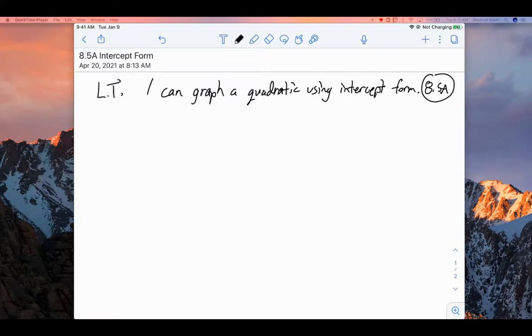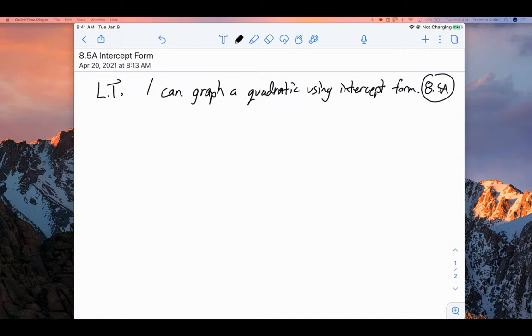Okay, Algebra 1, 8.5a. We're looking at intercept form, learning target: graph a quadratic using intercept form. So what we're going to do is work through what it is, finding the axis of symmetry, and then getting a graph down. Tomorrow we'll go over some extras, domain and range, and then that's pretty much it.